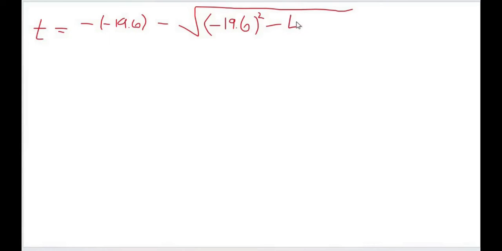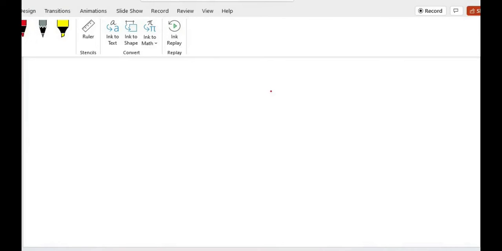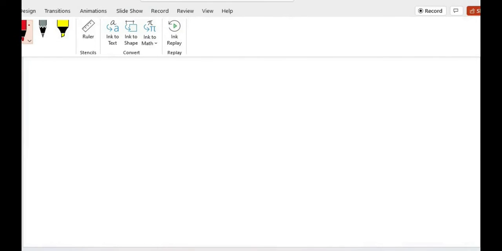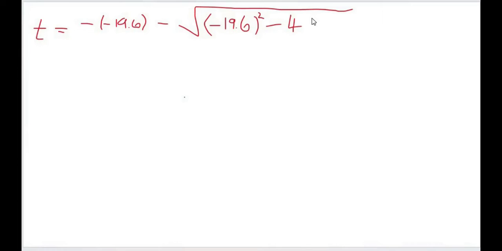minus 4a. Our a is, let's check, our a is 4.9, if I'm not mistaken. Why can't I see it? Our a is 4.9. You write it down. So we need to write the 4.9 in the brackets. So we have 4.9, and our c is just 8.